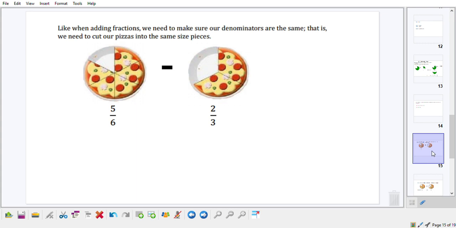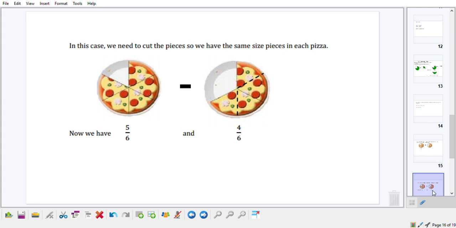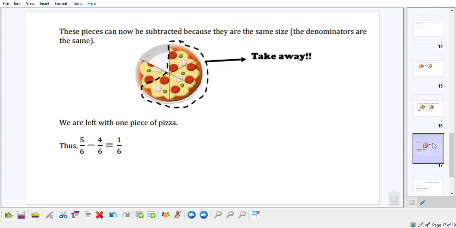Like when adding fractions, we need to make sure our denominators are the same. That is, we need to cut our pizzas into the same size pieces. So I have 5/6 subtract 2/3. So 6ths and thirds are not the same size pieces. So we need to remedy that. We will do that by changing the 2/3 into 4/6. 4/6 and 2/3 are equivalent fractions. So now we're left with 5/6 subtract 4/6. The pieces can now be subtracted because they're the same size. The denominators are the same, so we can go 5/6 subtract 4/6 is 1/6. So we have 1/6 left of our delicious pizza.